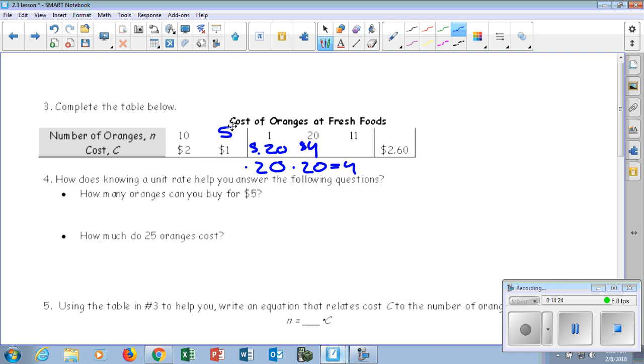So what if we had 11 oranges? What would the price be, Sam? 11 oranges.